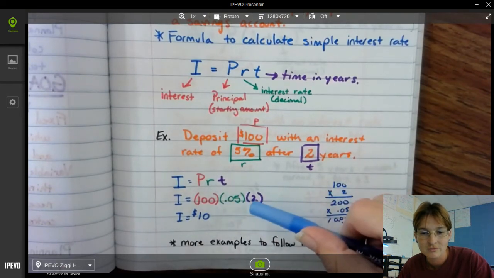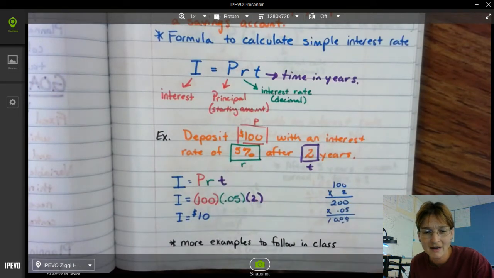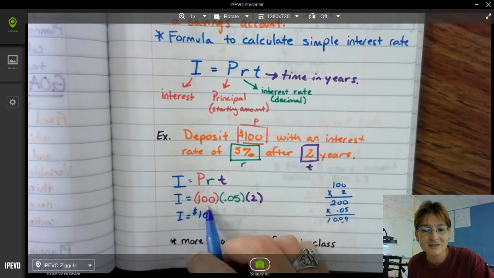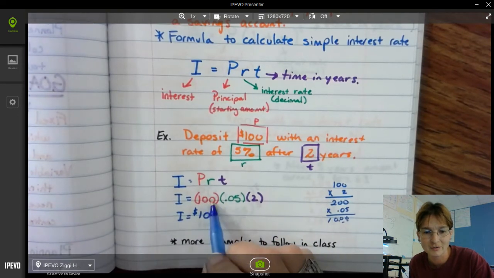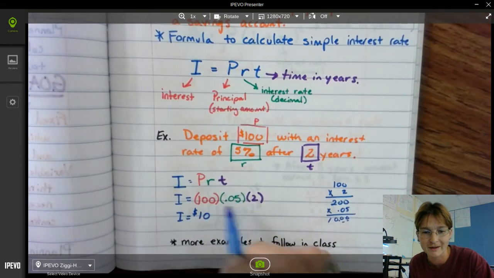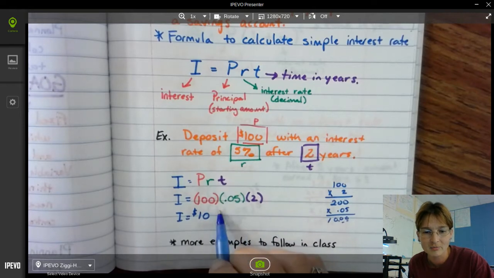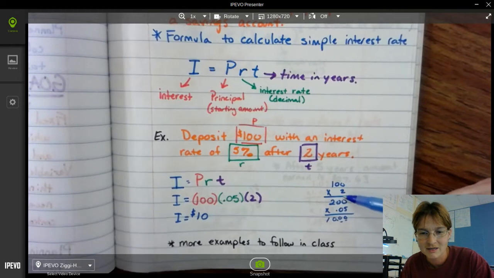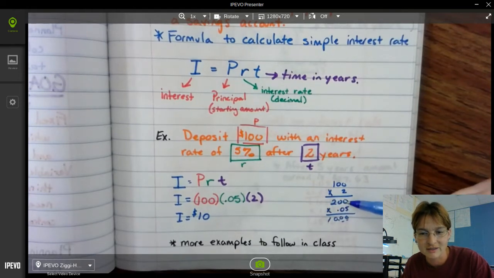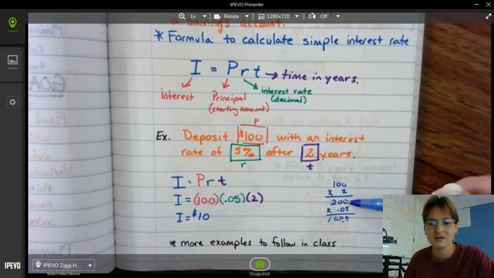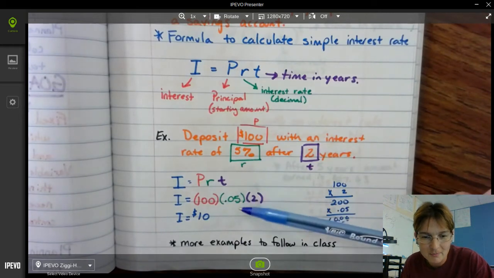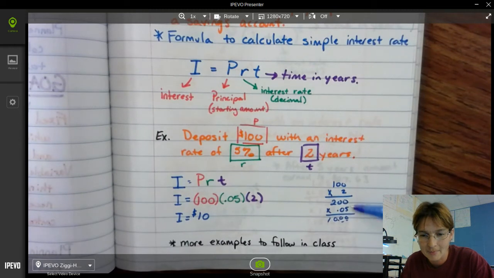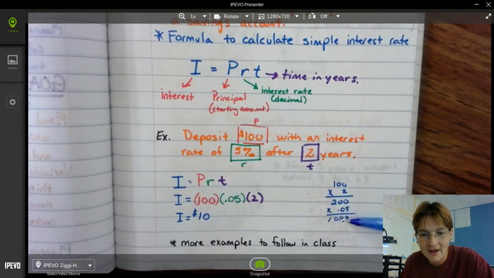0.05 times 2. I went ahead when I did my multiplication because we talked about the commutative property that anytime you have the same operation, you can multiply any sort of way and you still get the same answer. So I went ahead and did my 100 times 2 to get 200 first. So I did my whole numbers together to make things a little easier. Then I decided to multiply by my 0.05, my rate. And at that point, I got 1,000.